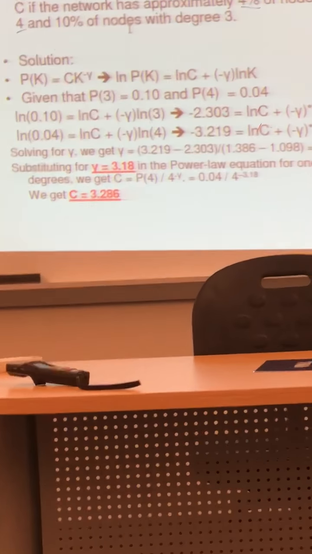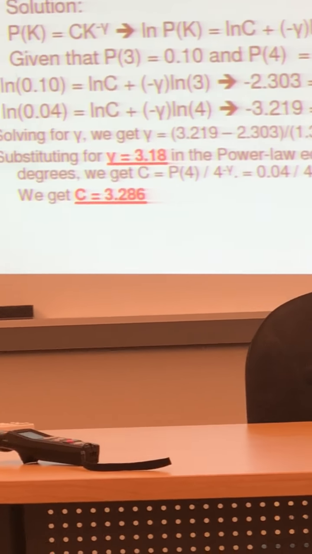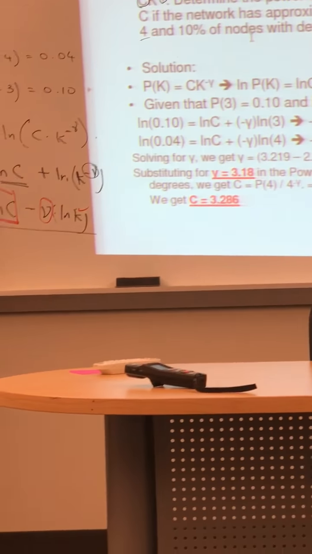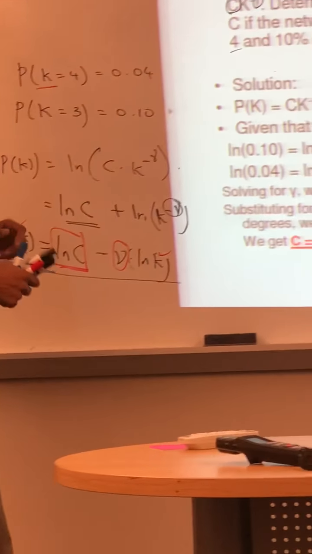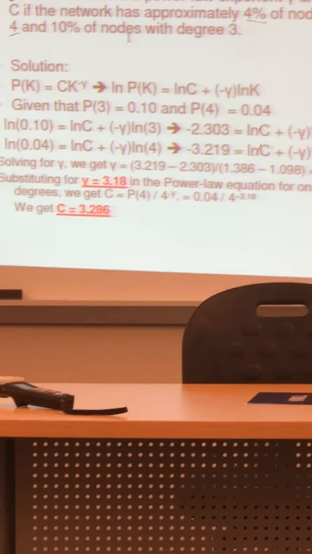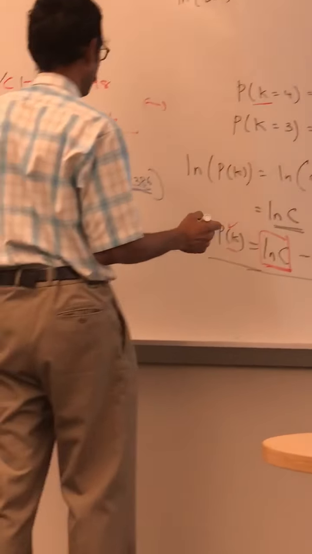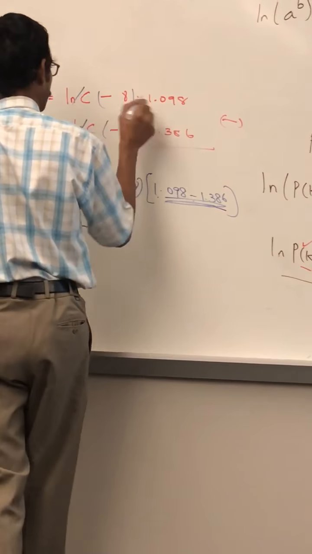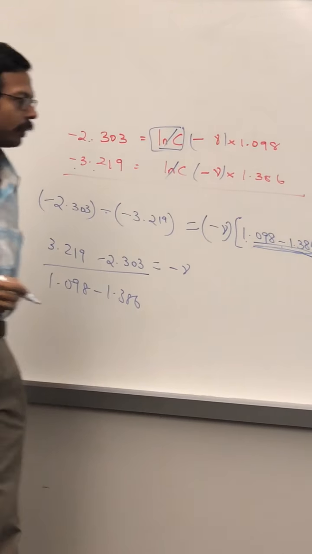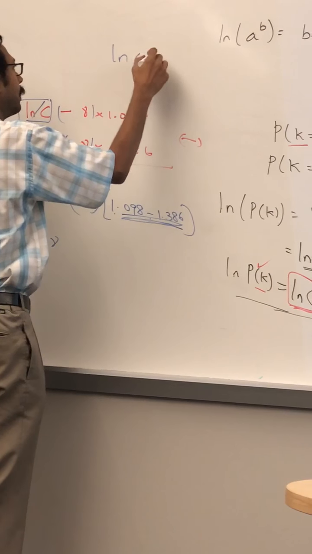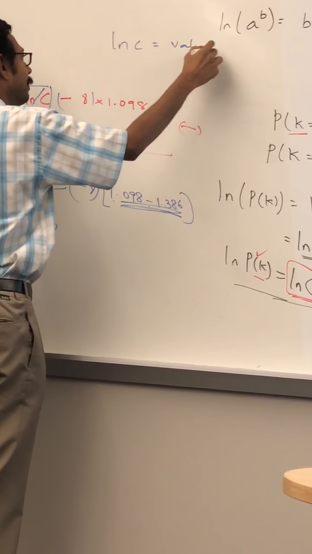Okay? Alright, so that's your gamma. So once you get your gamma, you can substitute for it in one of the two equations, and that will get you log C. Okay? So once you get log C, you can find what is C. So substitute for gamma in one of the two equations, say this one or that one. So first we'll find log C. So once you get log C, some value, how do you find C?